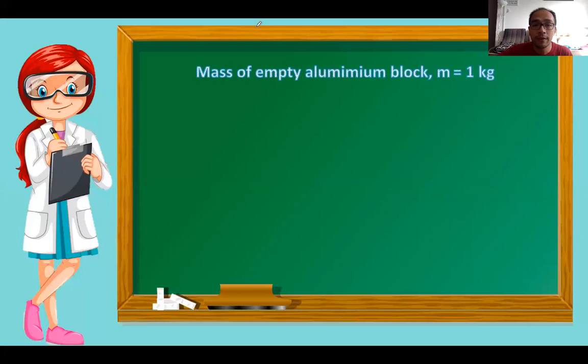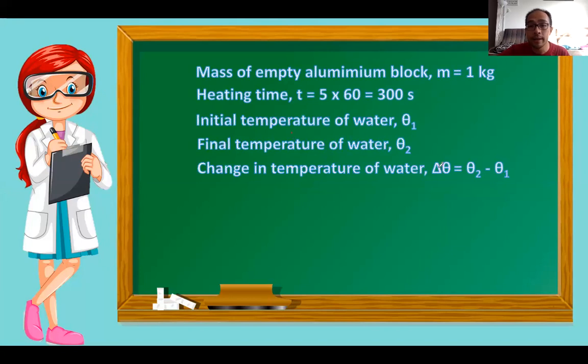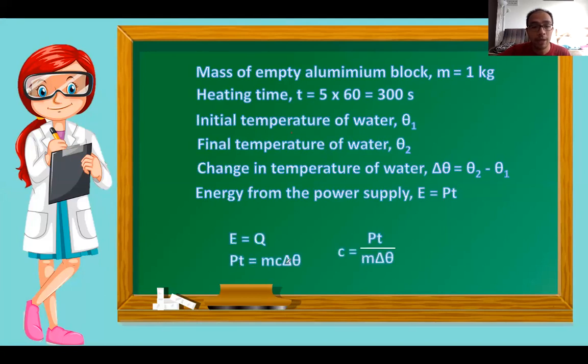All right, so the mass of the aluminium block, for example, is 1 kilogram. We use this as an example. The heating time is 5 minutes, as always, times 60 is 300 seconds. With the initial temperature and final temperature, we can finally calculate the difference in temperature. Then we use the energy from the power supply, which is Pt, and we find that Pt equals mc delta theta, which is electrical energy changing to heat energy. And then we use that to calculate c, which equals Pt over m delta theta.